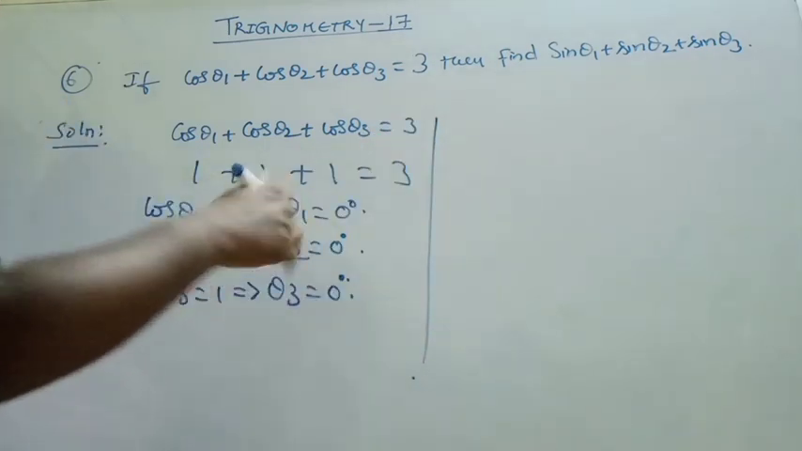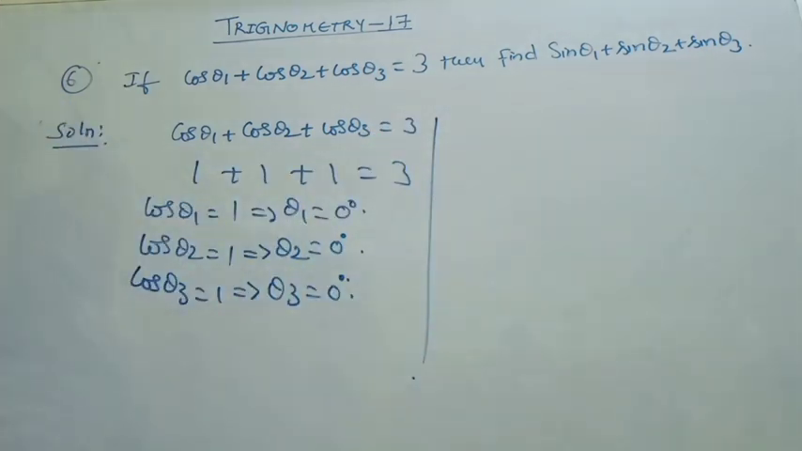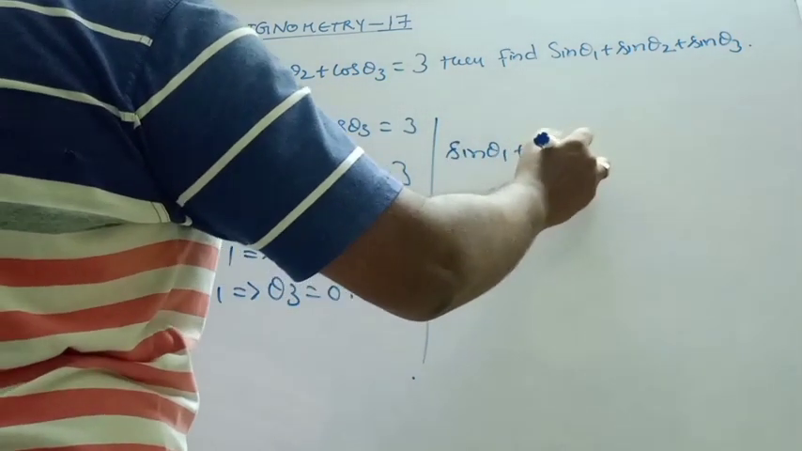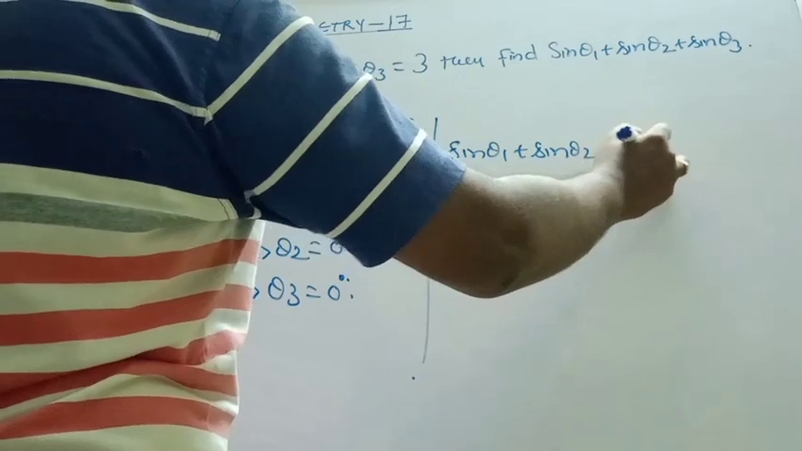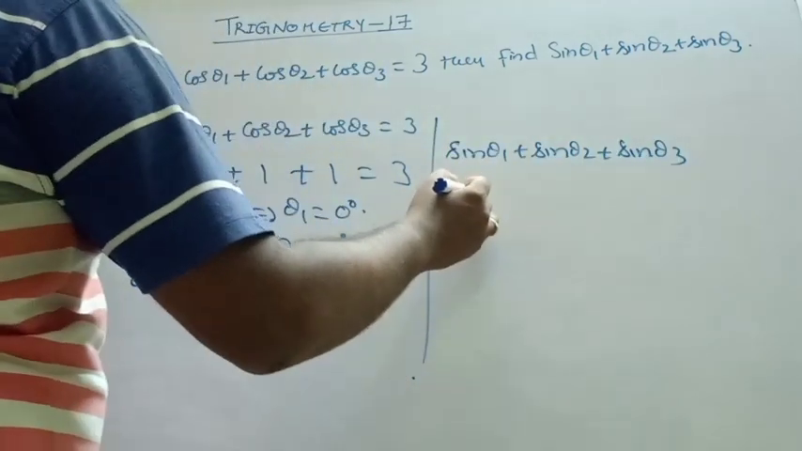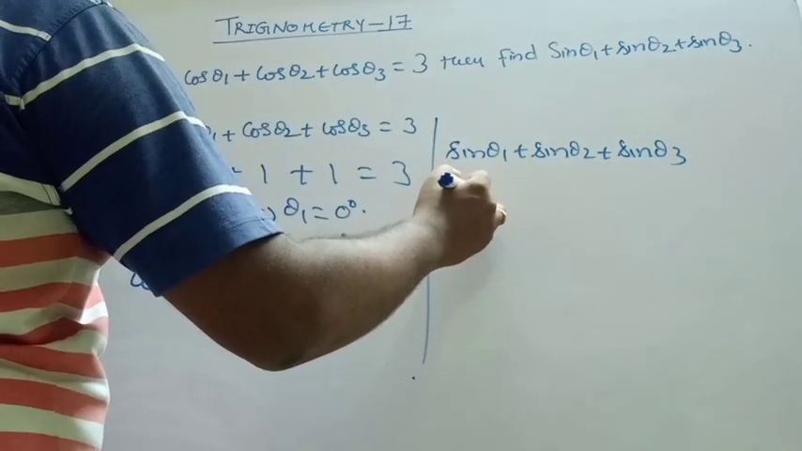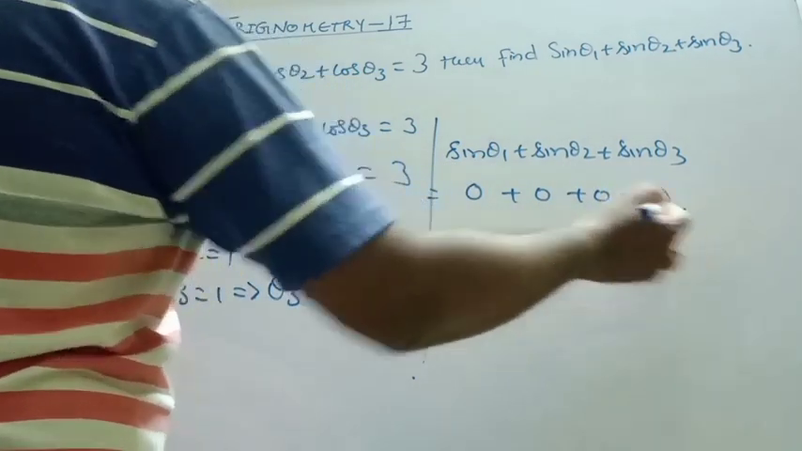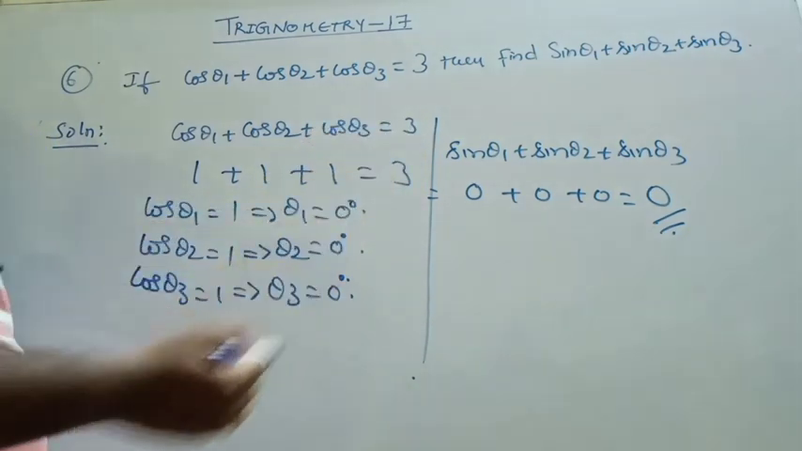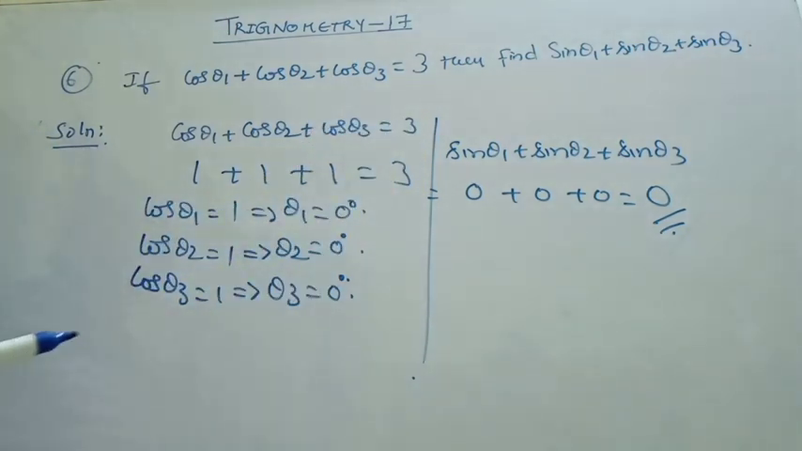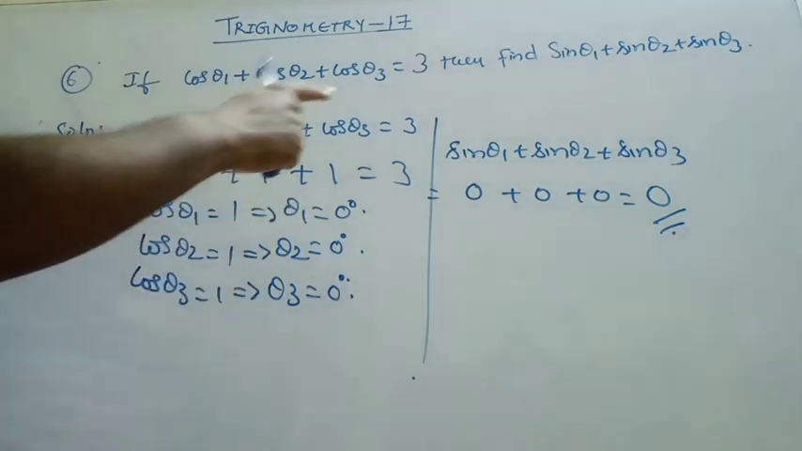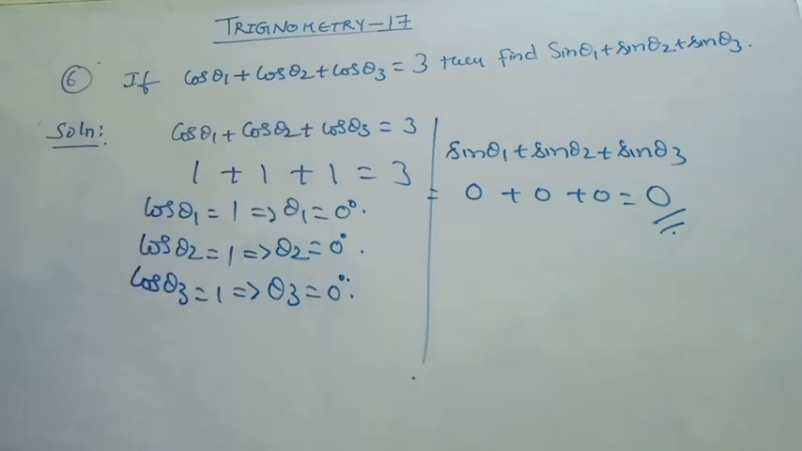Therefore, once you have got the angles, sin theta 1 plus sin theta 2 plus sin theta 3: sin theta 1 is sin 0 degrees, which is 0, plus sin 0 plus sin 0. This is now 0. Therefore, the value of sin theta 1 plus sin theta 2 plus sin theta 3 is 0, because we have got theta 1, theta 2, theta 3 as 0. Sin 0 plus sin 0 plus sin 0 becomes 0.